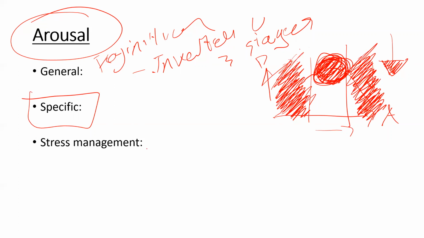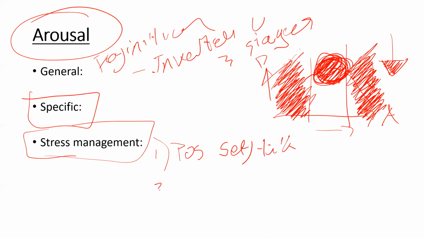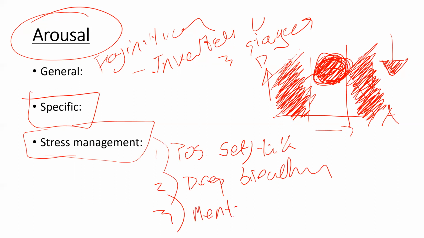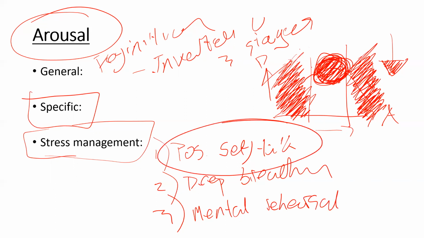And I'll tell you why. There are 3 stress management techniques that you can use. Can you remember what they are? One of them is positive self-talk. One of them is deep breathing. And one of them is mental rehearsal. Always spell rehearsal wrong. Only one of them is to do with increasing your level of arousal. So in that instance, you've only got one thing to talk about.